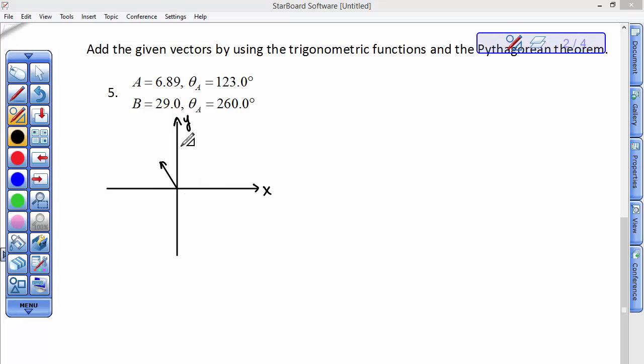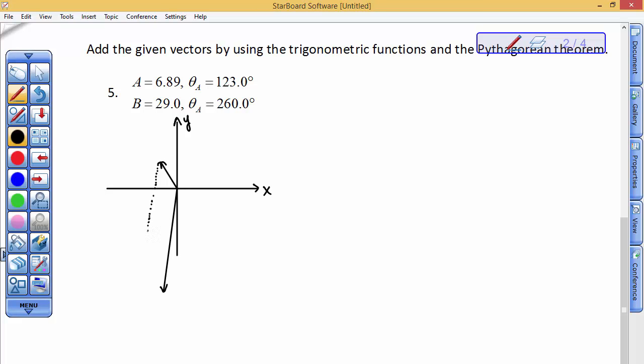Now this one's at 260 degrees, so this is 270 right here. You know, here's 0, 90, 180, 270. So 260 is really close. And I want it to be about 4 times as long as the other vector. I'm kind of eyeballing it. I guess I'm going to go there. And there's vector B.